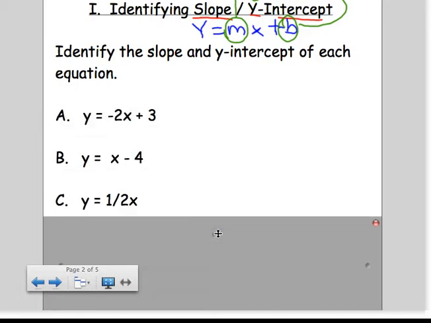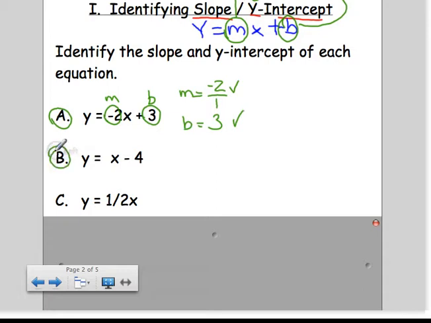these examples, equation A, y equals negative 2x plus 3. I can see that the coefficient of x is negative 2, that's m, and that the constant is 3, that's b. So what that's telling us is the slope of this line is negative 2, and when I graph it, I know that it's actually going to be negative 2 over 1, and the y-intercept is 3. And at this point, that's all I'm asking for, is to identify the slope and the y-intercept.